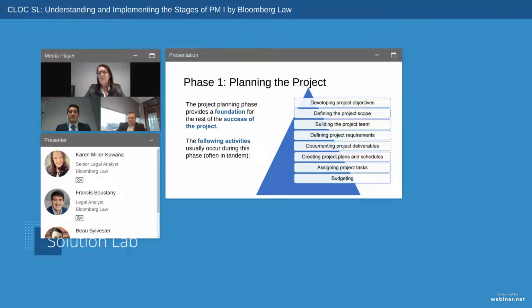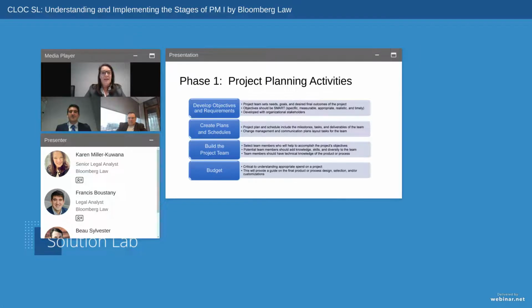To take a little bit of a deeper dive into the activities that are included in this planning phase, I want to highlight some of the critical activities and subtasks that we've talked about and take a closer look. And as we discuss these activities, keep in mind that they often occur in tandem during the planning phase. It's not as if you have to do one after the next, but they happen at the same time.